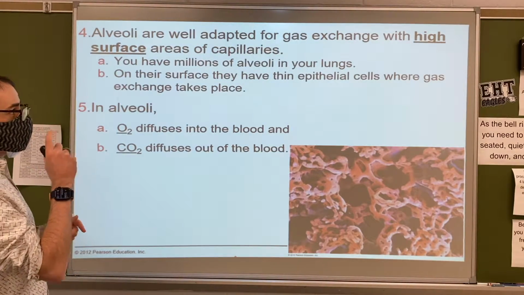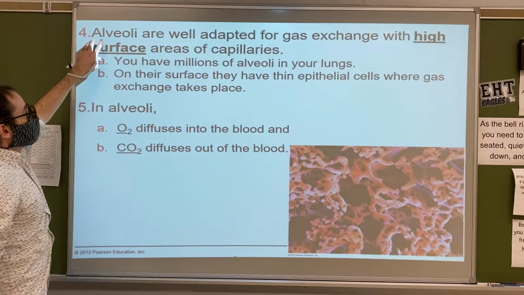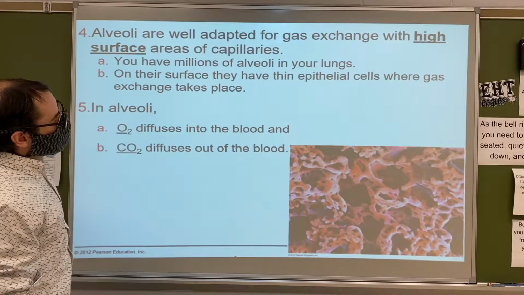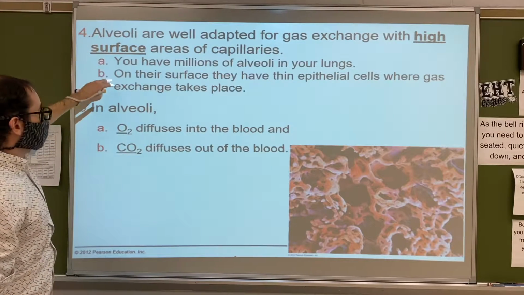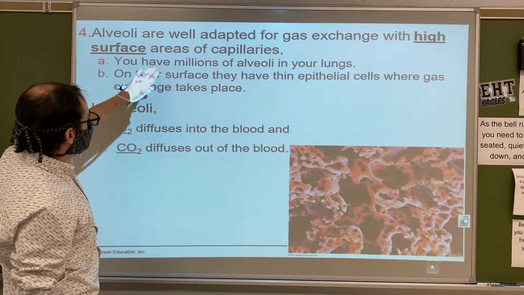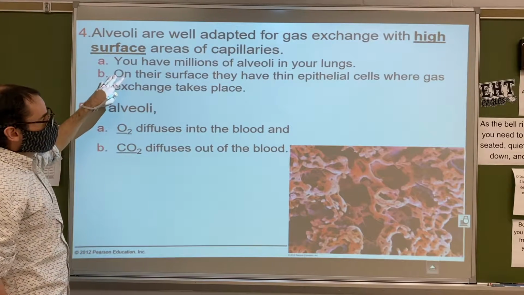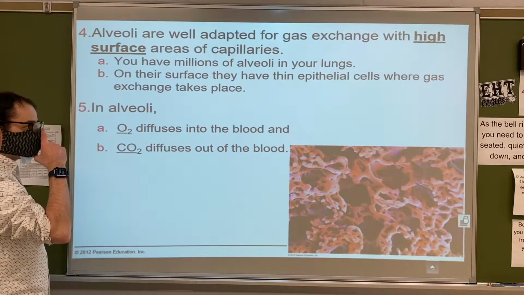Okay, so let's talk about the alveoli, because that's where the magic's taking place. That's where the important part is. So the alveoli are well adapted for gas exchange with high surface areas for the capillaries. So you have millions of alveoli in your lungs. On their surface, they have thin epithelial cells where gas exchange takes place.